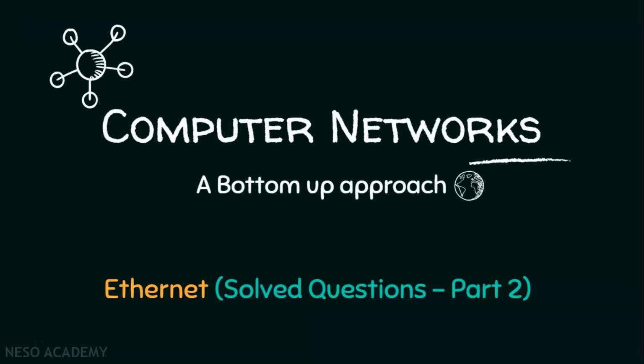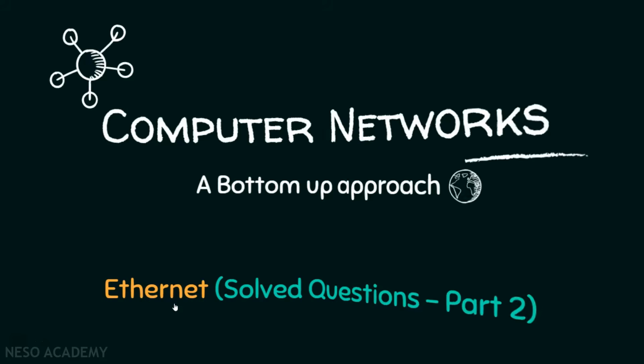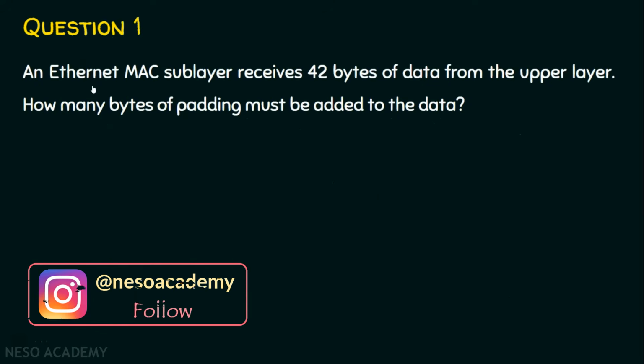In today's lecture, we will see solved questions part 2 in Ethernet. Let's dive into the question directly. Question number 1. An Ethernet MAC sublayer receives 42 bytes of data from the upper layer. How many bytes of padding must be added to the data?